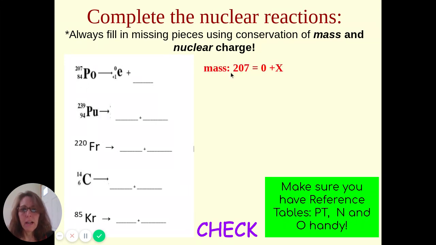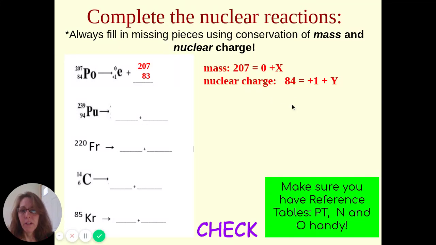All right, I look at the mass. I have 207 on the left. The arrow is like the equal sign. The positron there has a 0 already written in, and I'm trying to figure out what that number is. For the bottom number, I'm looking at the 84. There's my equal sign. My positron has a +1, so I have to figure out what that bottom number is as well. So the number on top is 207, and mathematically that number on the bottom needs to be 83.